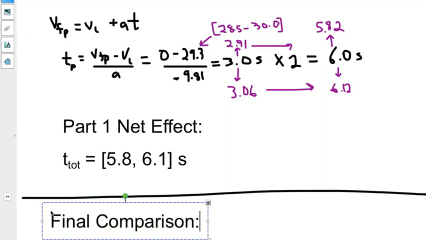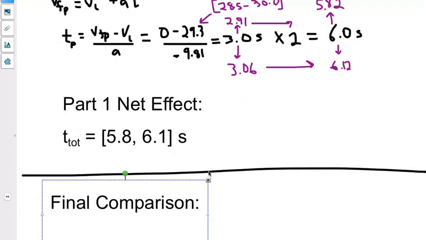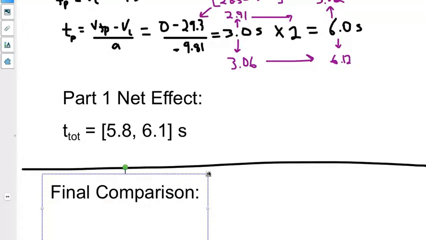Final comparison. You ready for the final comparison? It's the final countdown. Do-do-do-do. I know you heard that at those basketball games.